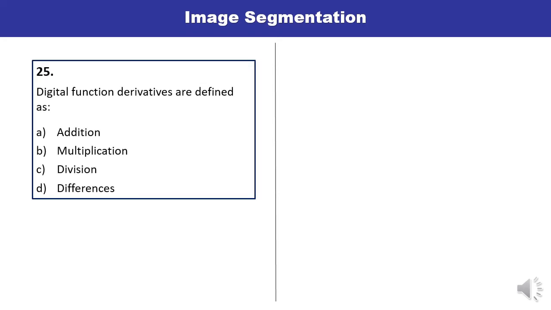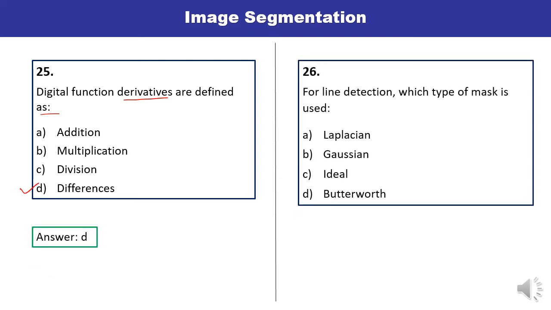Question number 25 is, digital function derivatives are defined as, whether it is addition, multiplication, division or differences. So this is actually differences. Answer is D. Question number 26 is, for line detection, which type of mask is used? Whether the mask is Laplacian mask, Gaussian, ideal or Butterworth. So Laplacian is the mask which is used for line detection. Let us check the answer. This is correct one.